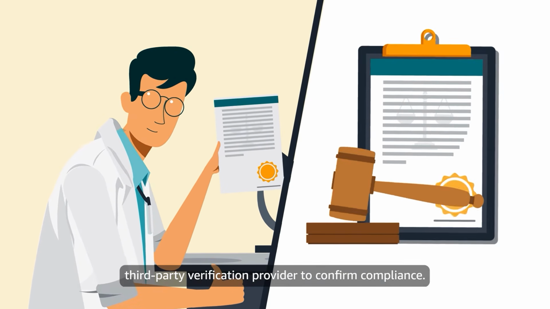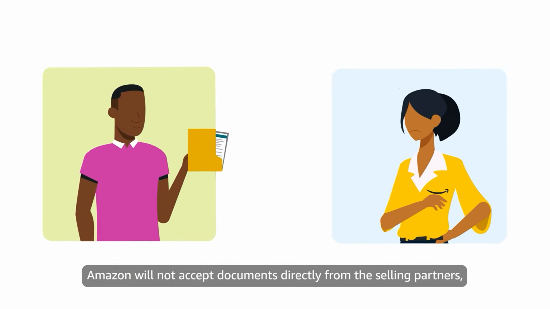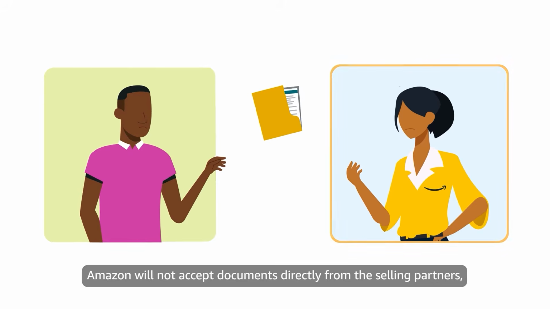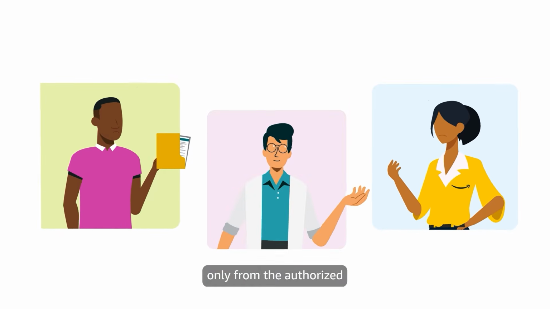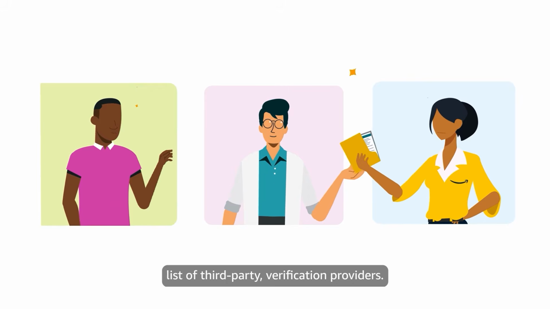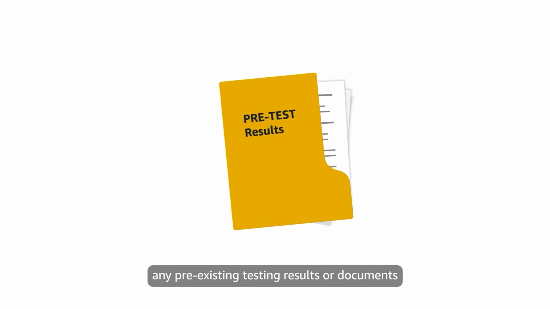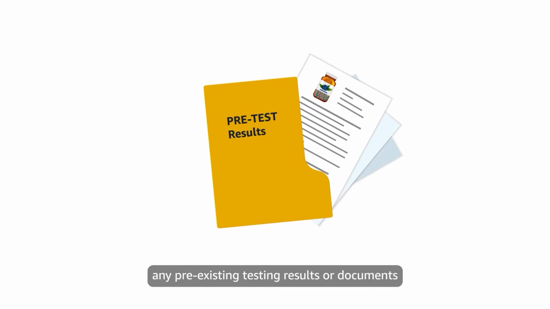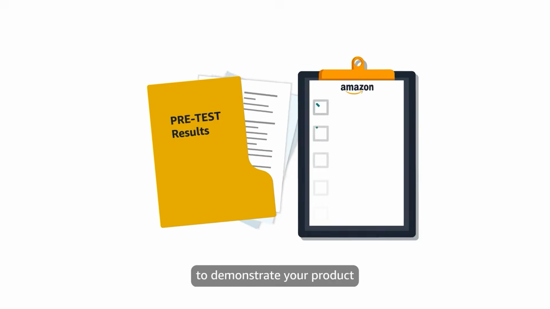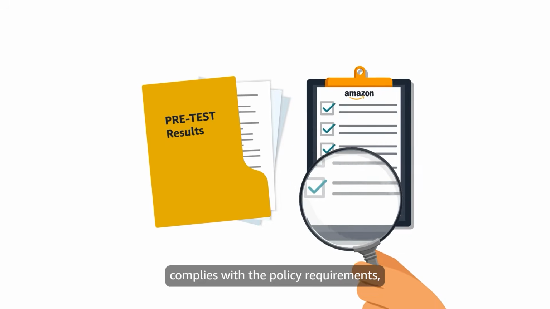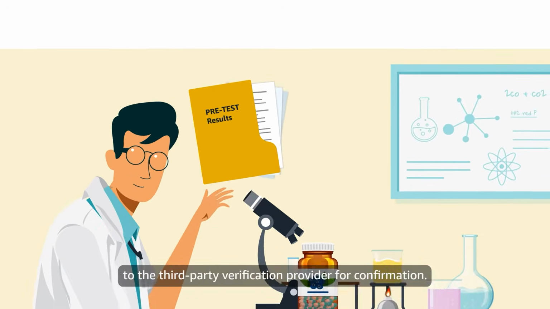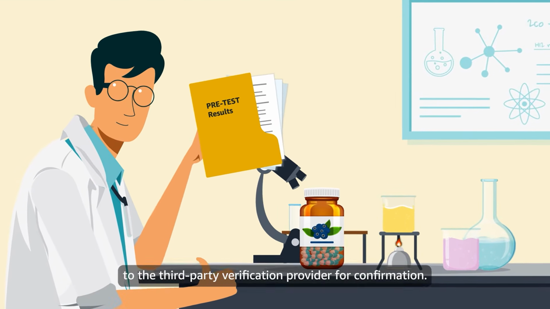provider to confirm compliance. Amazon will not accept documents directly from the selling partners, only from the authorized list of third-party verification providers. However, you can submit any pre-existing testing results or documents to demonstrate your product complies with the policy requirements to the third-party verification provider for confirmation.